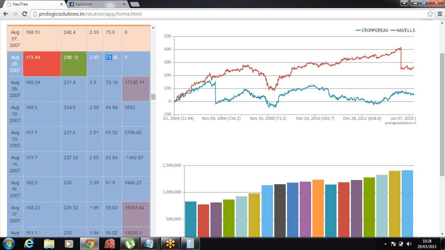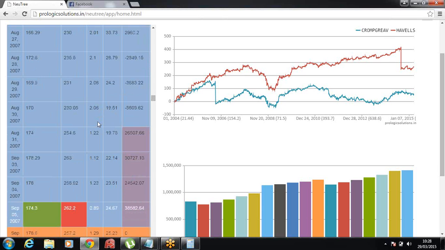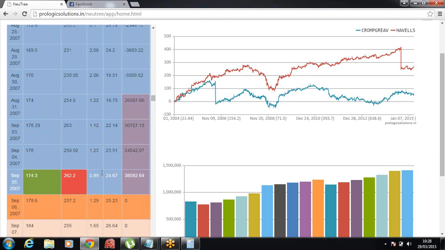73% correlation, 2.92, that's roughly near 3. You can see on the first day itself 17,000 rupees profit, and then your Z-score started falling down, and finally it ended at 0.89 where you have made around 38,000 rupees profit.